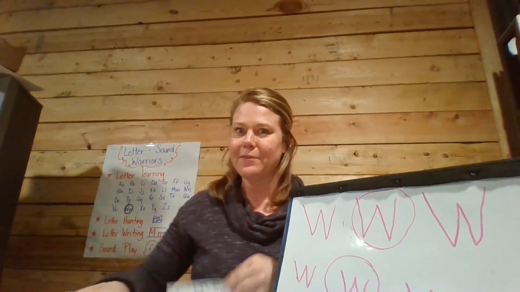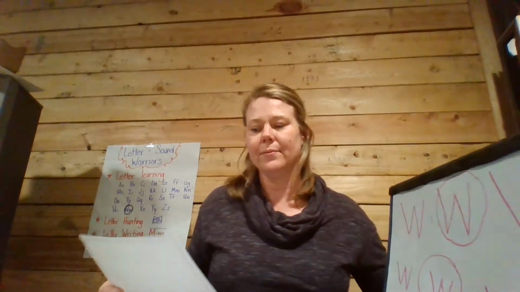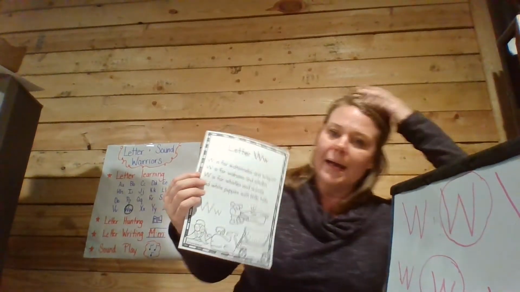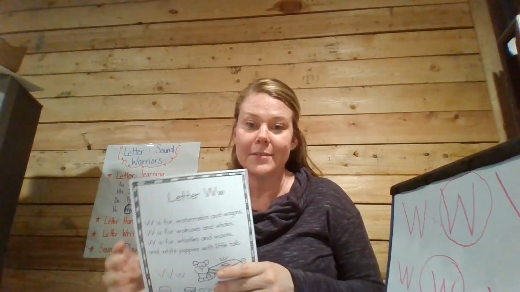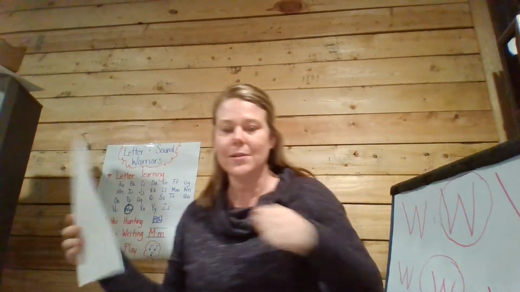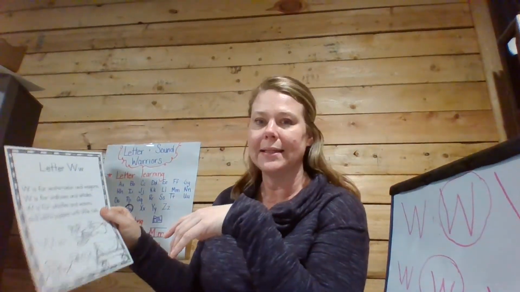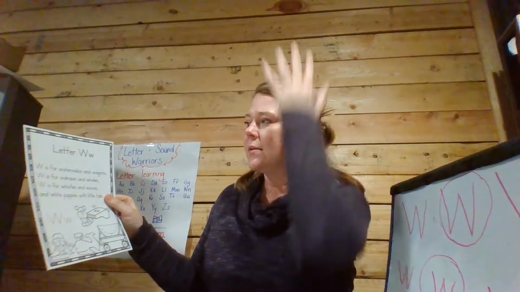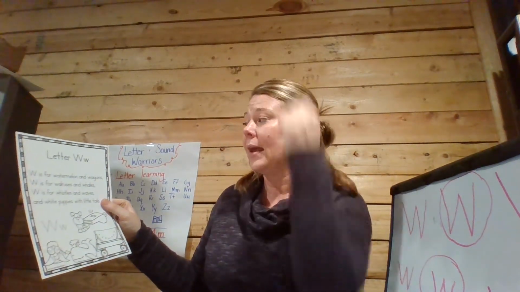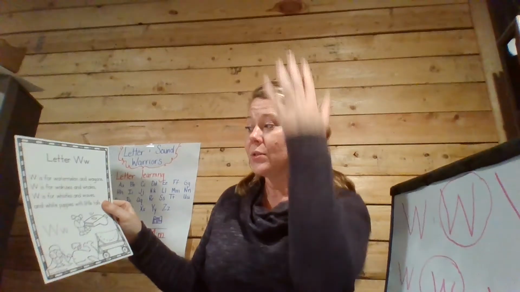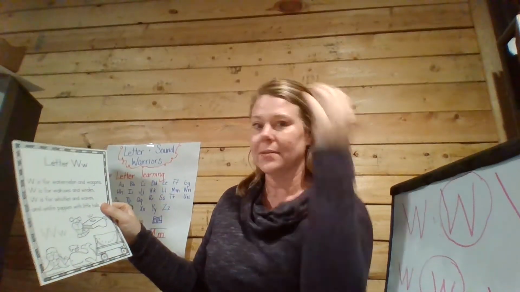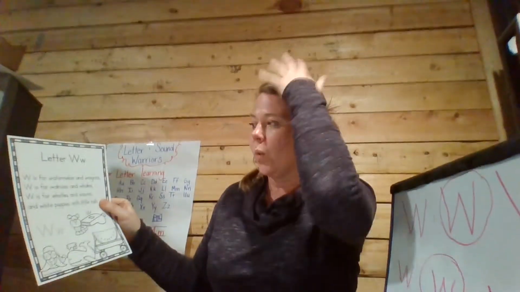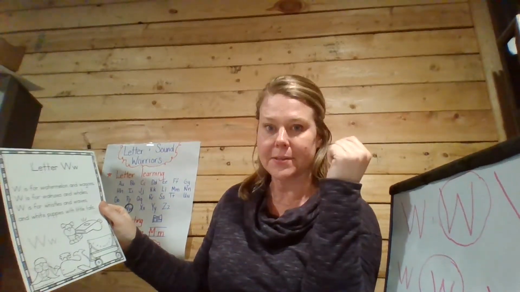All right, here's the fun part. Get up, get ready to jump. Here's our letter W poem. I'm going to tap my head. You can tap your head. You can jump. You can flap like a chicken. Doesn't matter to me. You can flex your muscles every time you hear a W, whatever you want to do. Are you ready for our poem? Letter W. W is for watermelon and wagons. W is for walruses and whales. W is for whistles and waves and white puppies with little tails.